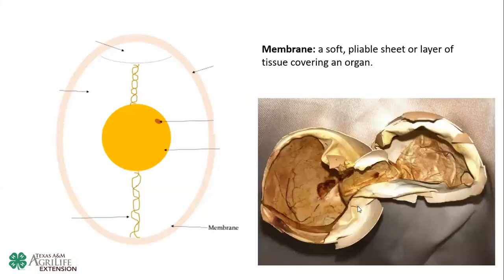Next we have a membrane, and there's actually an inner and an outer membrane. It's a soft pliable sheet or layer of tissue that covers an organ, and you can kind of see right here on the inside of the shell the membrane.